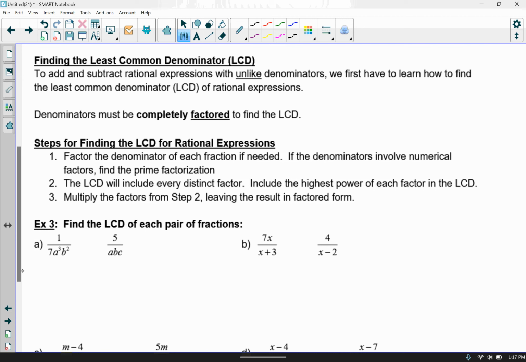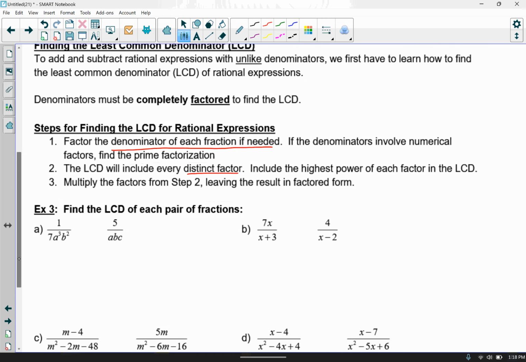So what's going to happen here is that you want to factor each of the denominators. If you can, you want to factor those. The least common denominator will include every distinct factor, okay? And you'll include the highest power in that least common denominator. And then you're going to multiply the factors from step 2, leaving your result in factored form.